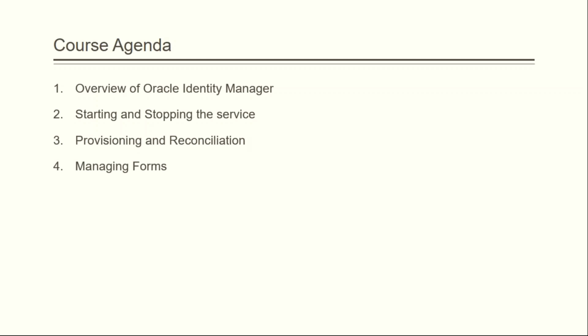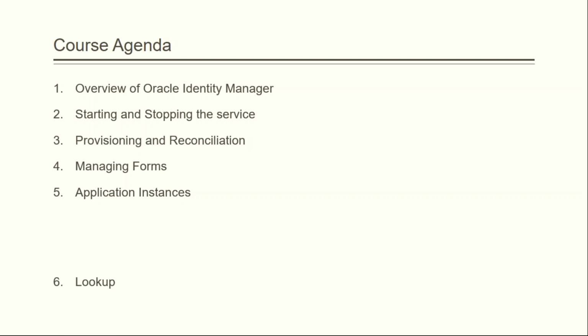Then we are going to look into the different kinds of forms like child form, parent form, process form, and object form. Then we are going to look into application instance. This is a new term which was introduced from 11G R2 onwards. Before 11G R2, there was nothing called application instance in Oracle Identity Manager. So we'll look into the definition and what features application instance is providing us in Oracle Identity Manager.